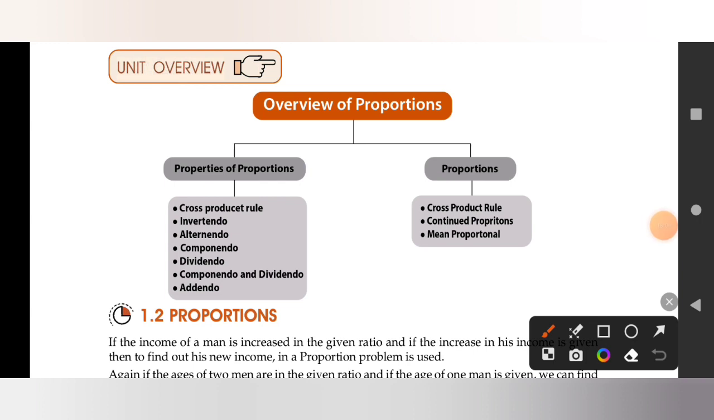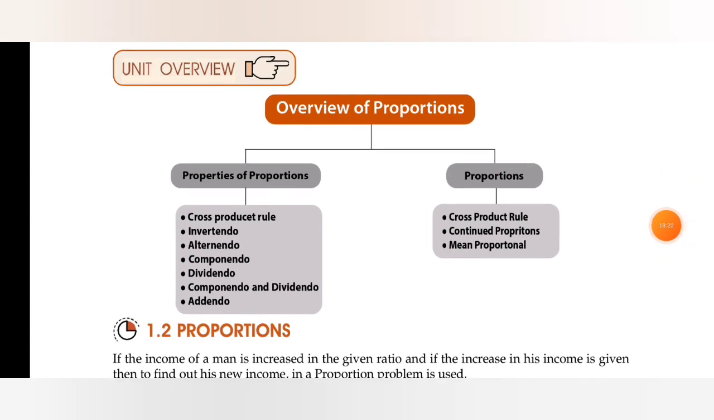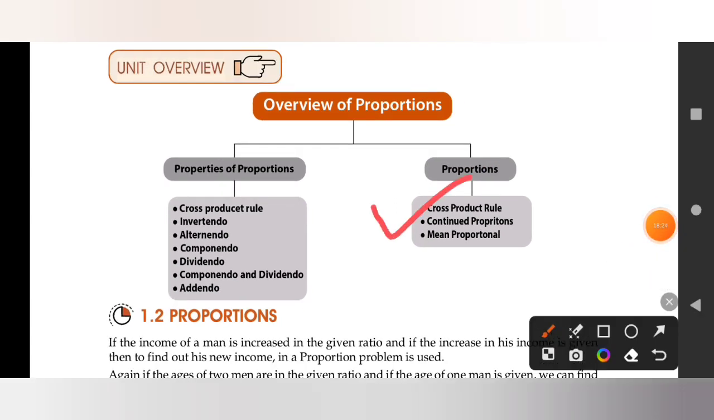So next, proportions. What is cross product rule? By now you would know what is cross product rule. AD equals BC. That is, product of extremes is equal to product of means. That is correct. Then what is continued proportions? Again, the spelling of proportions is incorrect. Okay, so what is continued proportions?